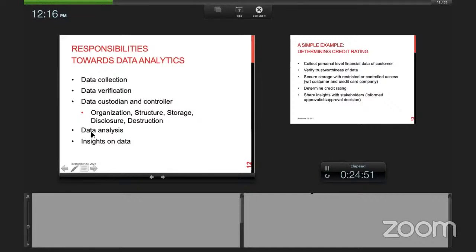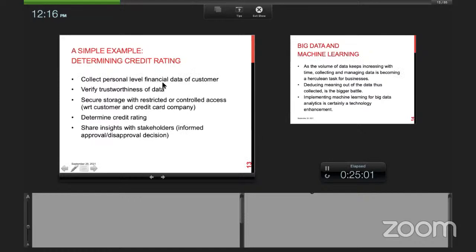And then comes the data analysis, and finally we can get the insights on that particular data. So let us find out, if this is a very simple example, it does not relate to health data, but I simply want to say that if these are our steps for the very simple example of determining credit rating, then you find that here collection of data is okay. Then verify the trustworthiness of data.